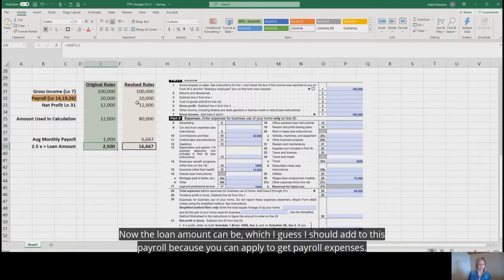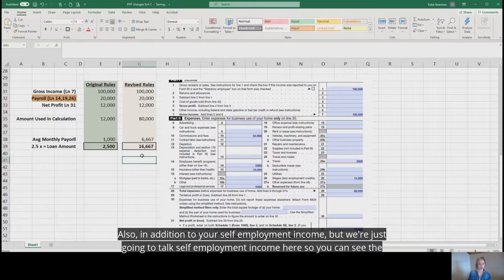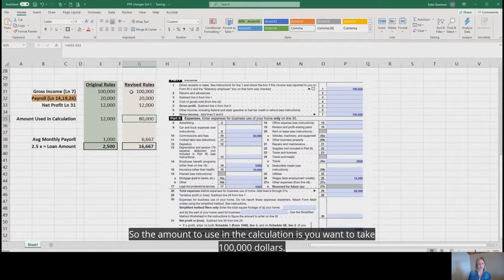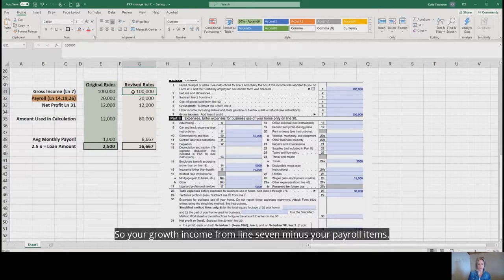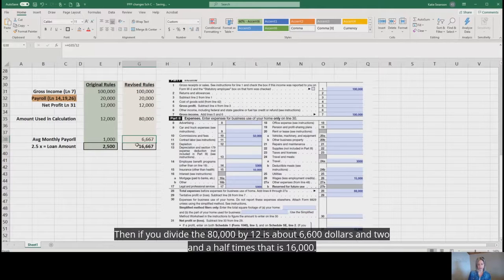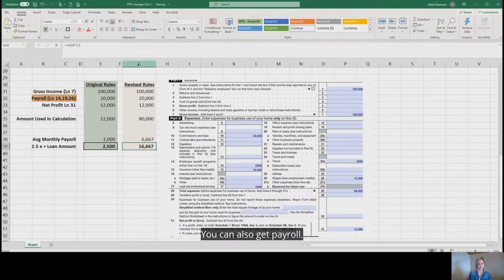Now, I should add that you can apply to get payroll expenses also, in addition to your self-employment income. But we're just going to talk self-employment income here so you can see the difference. Their payroll is $20,000. So the amount to use in the calculation is you take $100,000, your gross income from line 7, minus your payroll items. So the amount we're using is $80,000 here. The average monthly payroll, if you divide the 80,000 by 12, is about $6,600, and 2.5 times that is $16,000. So you can see you can also get payroll.